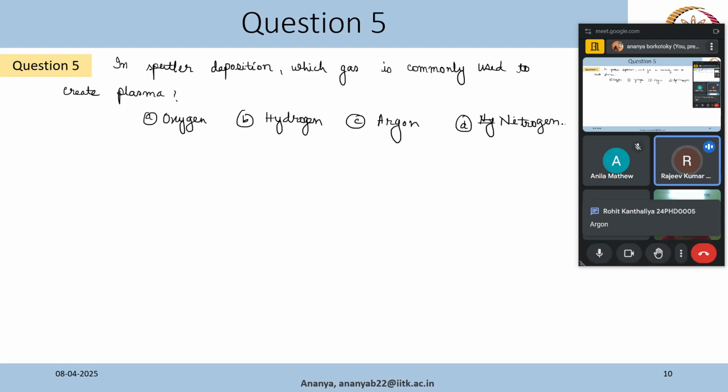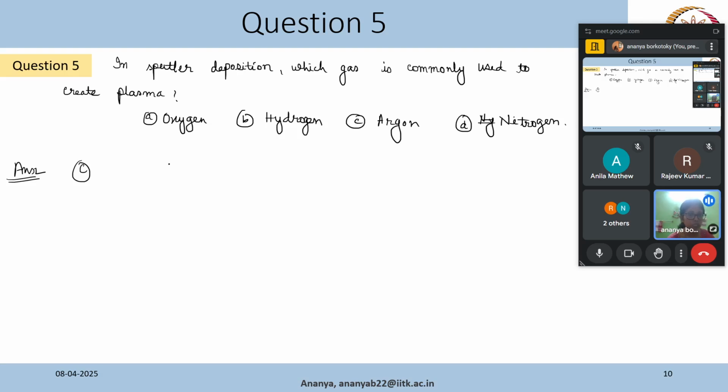Answer is C, argon. Okay, what about others? I'm getting answers from only a few people. So in sputtering we use argon gas as the sputtering gas. Why use argon? Argon is an inert gas, so it will not react with our target material.